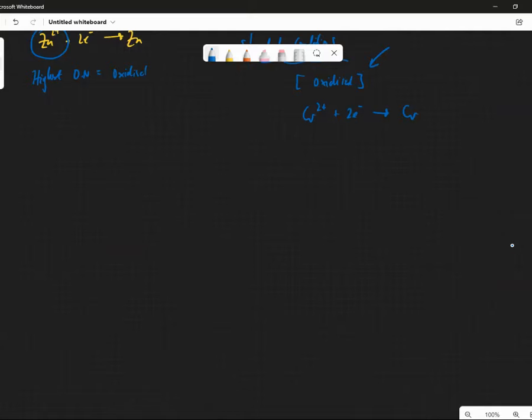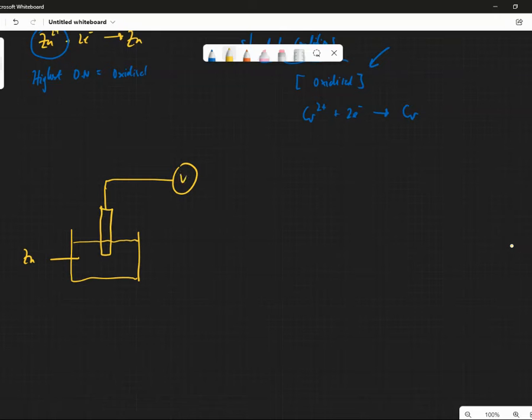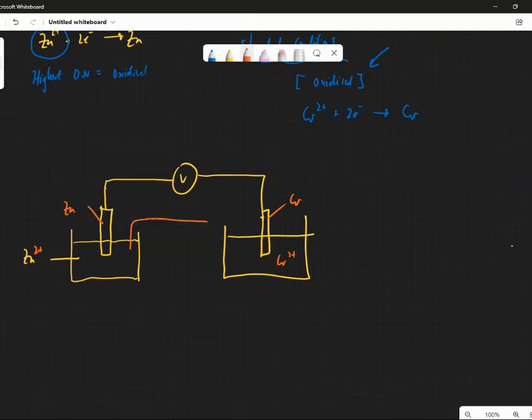I didn't want to talk about this too much, and I'll stop very soon because this is not what you came for. All right, I'm going to do a cell now. We're going to do zinc. Okay, this is zinc, and then we're going to put a voltmeter there. And then this is going to be copper. So this is zinc 2 plus, and this is zinc, and this is copper, and this is copper 2 plus. We need our salt bridge, don't forget.